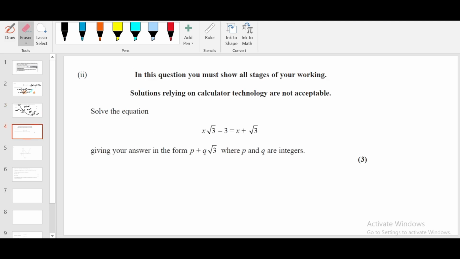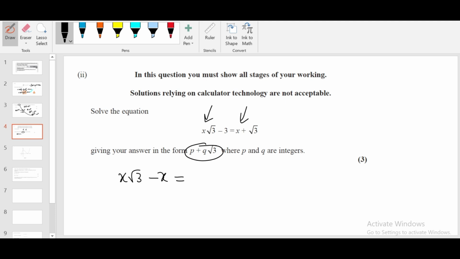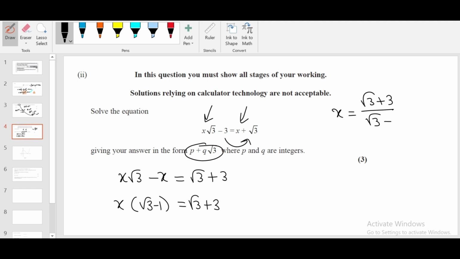Question 2, double A. Solve the equation and give your answer in this form. Whenever the question says solve the equation, you need to find the value of the unknown x, right? So you need to collect all the terms involving x to one side. x root 3 minus x is equal to, put this minus 3 this side, root 3 plus 3. Take x as a common factor, you will get x times (root 3 minus 1) is equal to root 3 plus 3. So x is going to be root 3 plus 3 divided by root 3 minus 1.